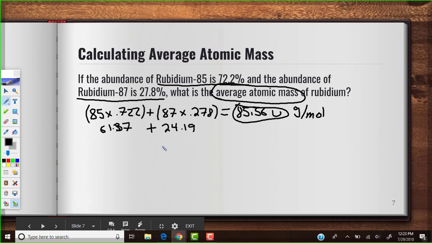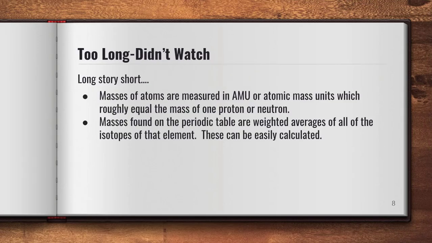Hopefully this makes sense. So hopefully now you have a pretty good idea of how the masses of atoms are measured, and they're measured in what's called atomic mass units, which are roughly equal to the mass of 1 proton or 1 neutron. The masses found in the periodic table are weighted averages of all of the isotopes of that element, and hopefully you found out they can be very easily calculated.